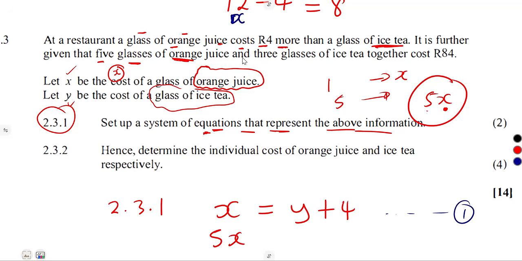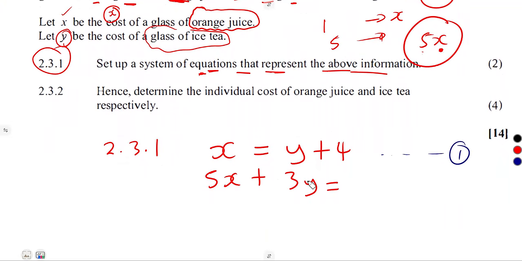And we must add that one, 3 glasses of what? Of iced tea, each at y. So that's 3 times y there. We must get a total of what? This is the total together. When you combine these 5 and these 3, you must get a total of 84 rand. So that's an equation on its own. So 2 equations could be formed from that given information. So that is what we're given.